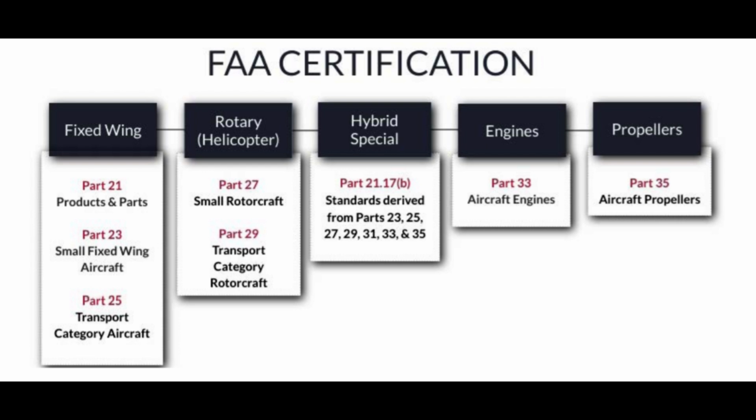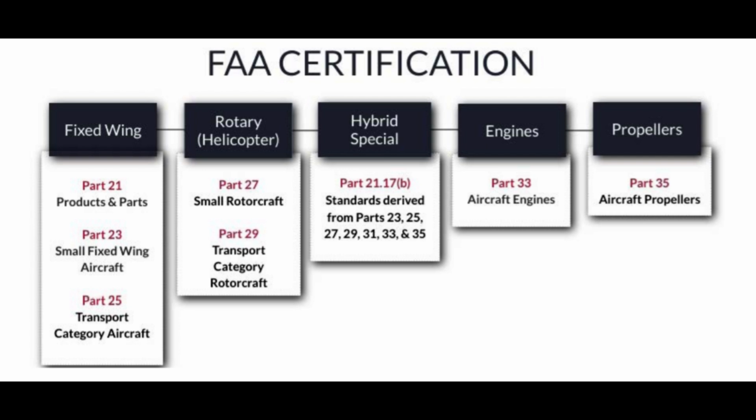1. Normal, utility, acrobatic, and commuter category airplanes, 14 CFR Part 23. 2. Transport category airplanes, 14 CFR Part 25. 3. Normal category rotorcraft, 14 CFR Part 27. 4. Transport category rotorcraft, 14 CFR Part 29. 5. Manned free balloons, 14 CFR Part 31. 6. Aircraft engines, 14 CFR Part 33. 7. Propellers, 14 CFR Part 35.